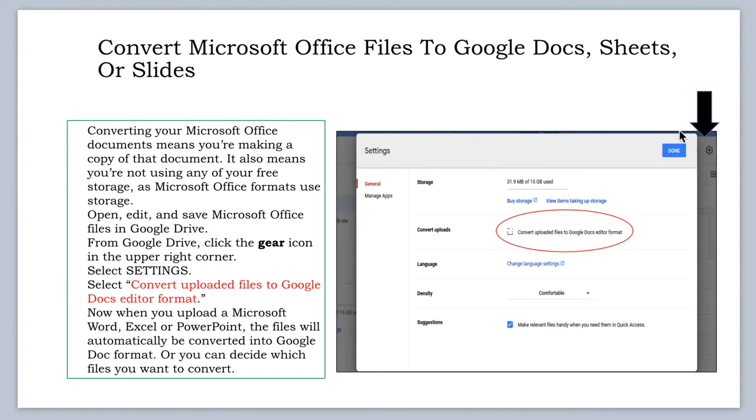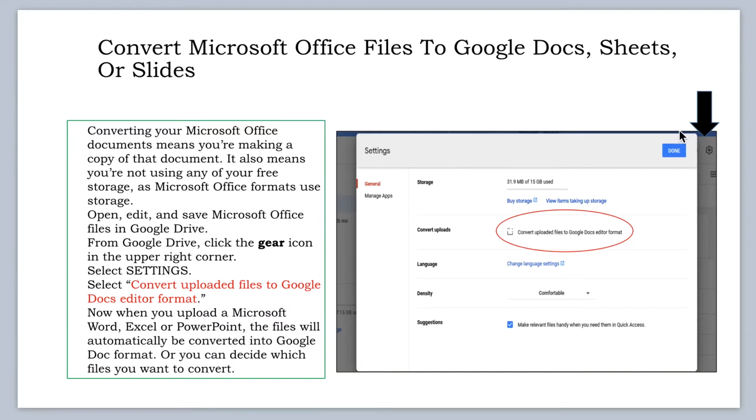Converting your Microsoft Office documents means you're making a copy of those documents. It also means you're not using any of your free storage. You can open, edit, and save Microsoft Office files in Google Drive.